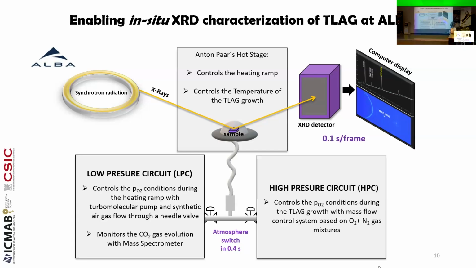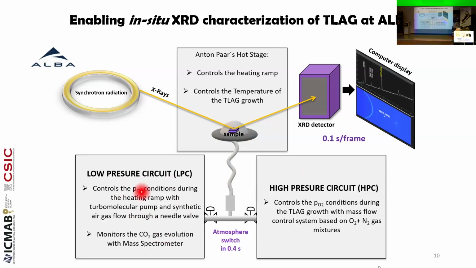And this was done by first buying Anton Paar's hot stage, which controls the heating ramps up to temperatures up to 1100 degrees C. And it is specially designed for acquisition of X-ray diffraction data because the reaction volume is enclosed by the graphitic dome. This hot stage then is connected to two pressure circuits.